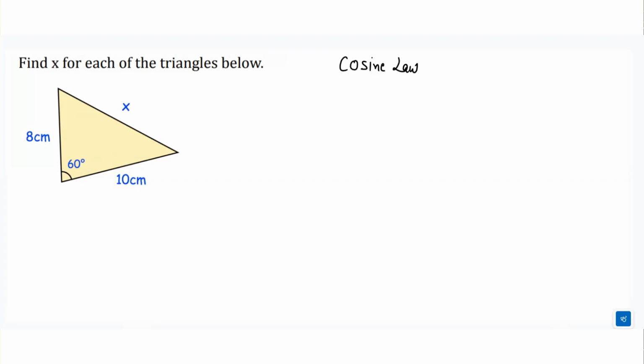Hello everyone. Today we will learn how to find the missing side and angle using the cosine law.